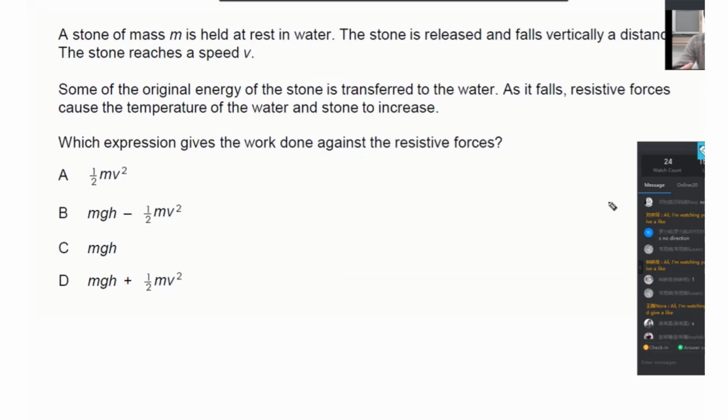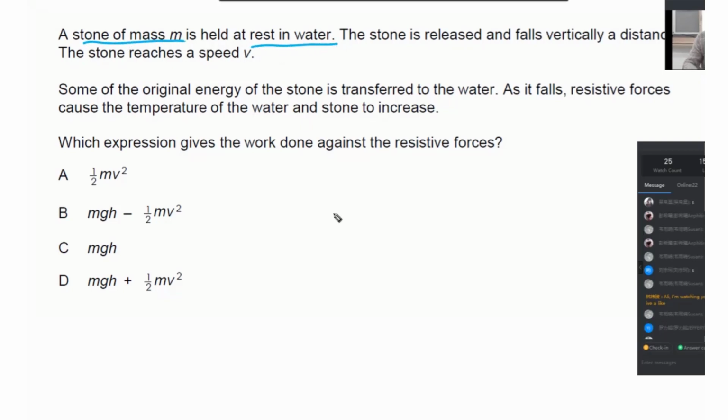So please try by yourself first of all. You need to understand this question and then you will be able to answer. Let's try to understand this problem and work together. You can see a stone of mass m is held at rest in water. So the first thing you need to sketch. The best way to understand problem is you need to sketch.